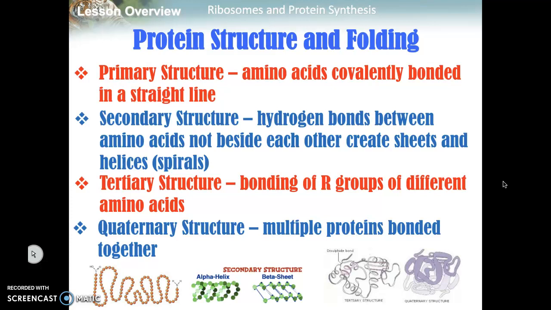Again, if they're in a nice straight line where each one is holding on to the one beside it, we have the primary structure. In the secondary structure, amino acids will start bonding with those other than the ones that are right beside them. In a tertiary structure, the R groups that are attached to the amino acids start interacting not only with the ones right beside them, but the ones on down the line. And finally, if we start combining multiple proteins that function as one, we get a quaternary structure.